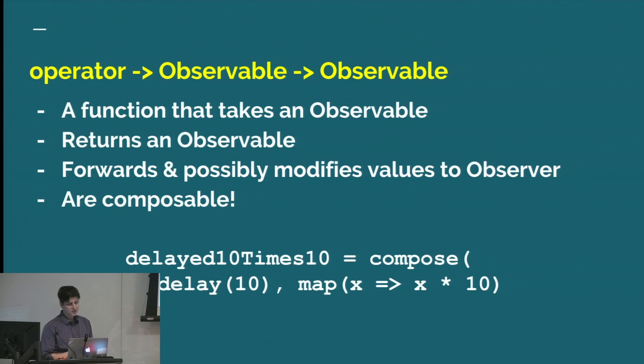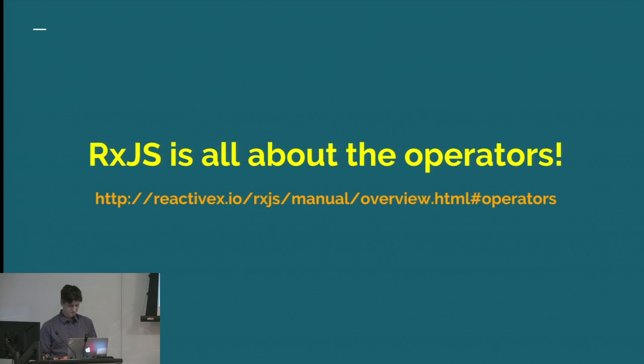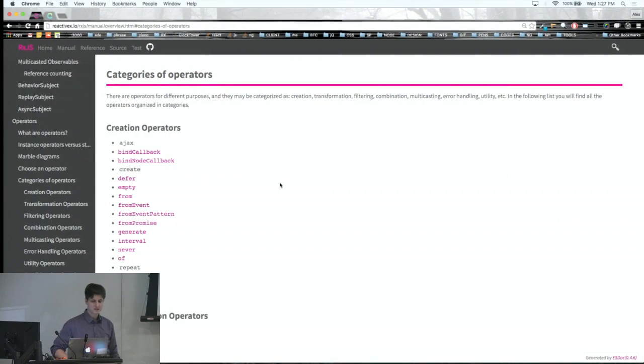Operators: a function that takes an observable, returns an observable, and forwards and possibly modifies values to an observer. They're composable, as we saw in my little mini demo, where you can put a delay and a map together. And there are tons of operators. RxJS and this whole platform is really about the operators. That's where all the magic happens. So you can say that the observable is sort of the heart, and operators are the soul. It's where everything really happens. And there are a ton of them.